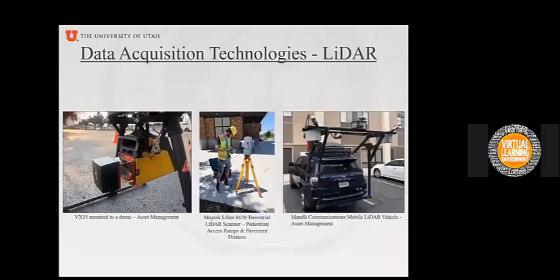So, some of the data acquisition technologies that we used for LiDAR. On the left here, you see a VX15 laser scanner mounted to the bottom of a big drone that we use for our UAS Highway Asset Management. We also used a terrestrial LiDAR scanner, which was a Maptec iSight 8820. It's a long-range mining scanner, but can also be used for close-range scans.